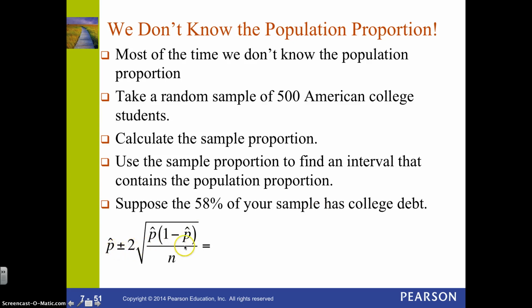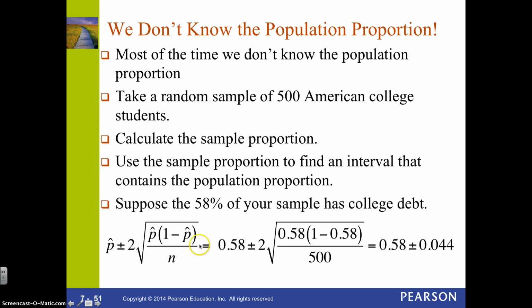Remember, within 2 standard deviations gives me 95%. So I want to make a 95% confidence interval just by plugging my 0.58 in for p hat. Again, I'm using p hat now because I don't really know what p is. So I come up with 0.58 plus or minus 0.044. Now if I do 0.58 plus the 0.044, that gives me my upper bound, and 0.58 minus 0.044 gives me my lower bound. So I can actually read this as 53.6% up to 62.4%.